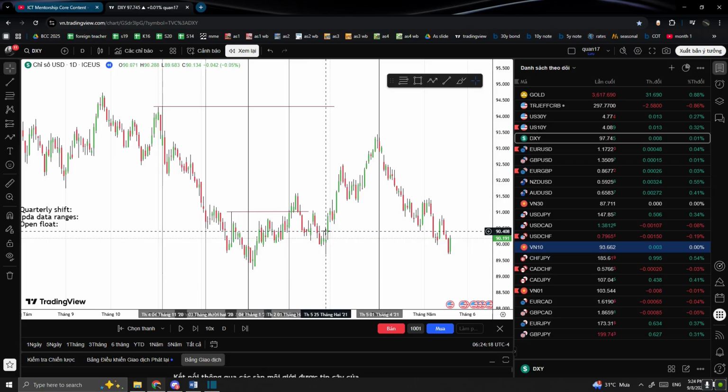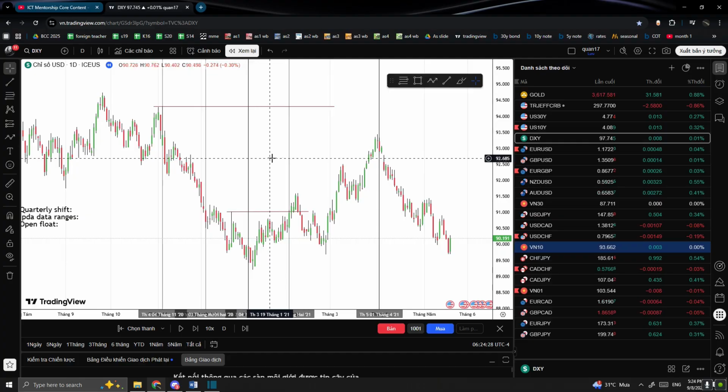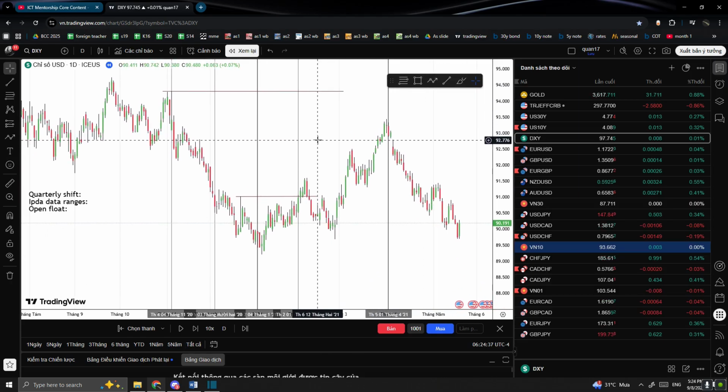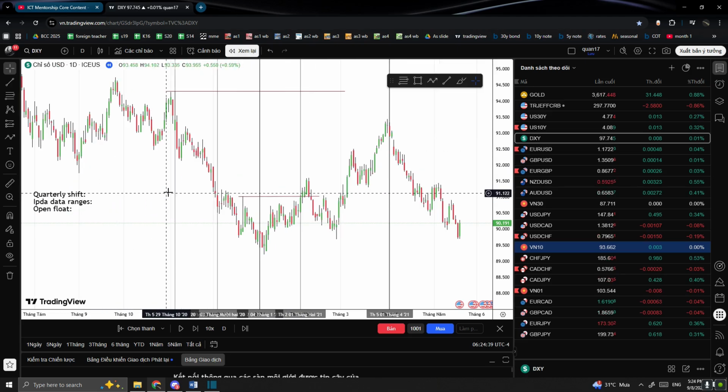And coupled with the direction of the market, what is the direction? It's bullish. It's going to aim for the highs. What highs? The highs in the last 20 days, 40 days, and 60 days, starting off from the new calendar month start. Got it? That's all about this IPDA data range and quarterly shift.